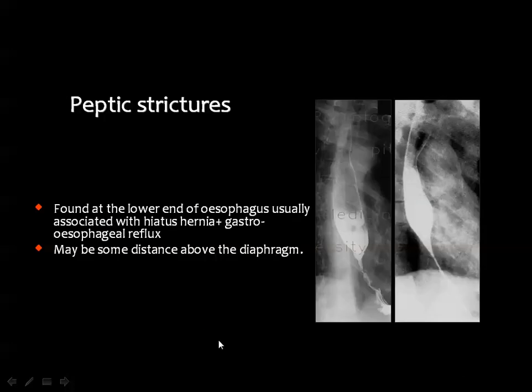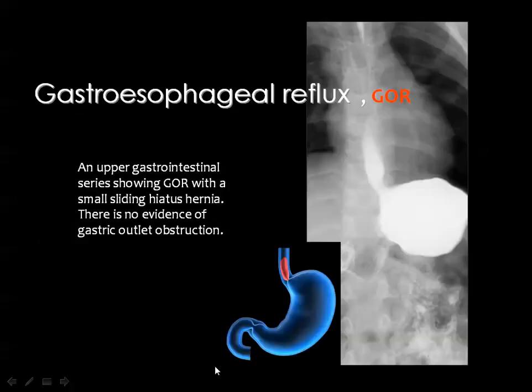Then the peptic stricture is usually found in the distal part of the esophagus, and is secondary to repeated gastroesophageal reflux, which will result in injury of the esophageal mucosa, and later on by fibrosis, ending with this benign stricture with smooth edges, and the history is almost diagnostic.